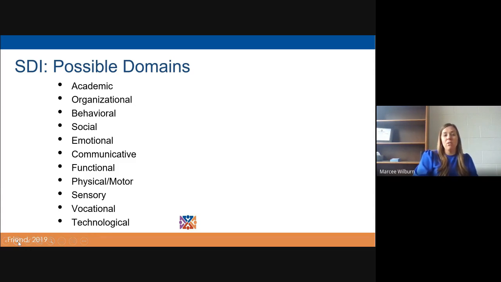So think of all of these areas and even more potentially that students struggle with or that they have goals around. All of these can be the subject matter for specially designed instruction. So think about what's hindering their ability to be successful in their education and what do we need to teach to in order for them to overcome that barrier. So any of these areas could be applicable.